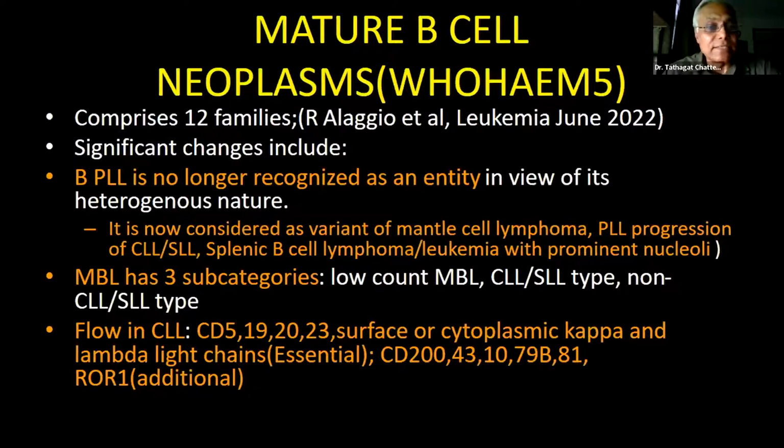Also, there has been a standardization of the flow parameters in CLL as something which is essential and something which is additional. So in the essential, they have included CD5, CD19, CD20, CD23, surface or cytoplasmic kappa and lambda light chains. However, in the additional markers, where it is imperative to differentiate CLL from other CLPDs, they've added CD200, CD43, CD10, CD79B, CD81, and more recently, ROR1, additionally a transcription factor.